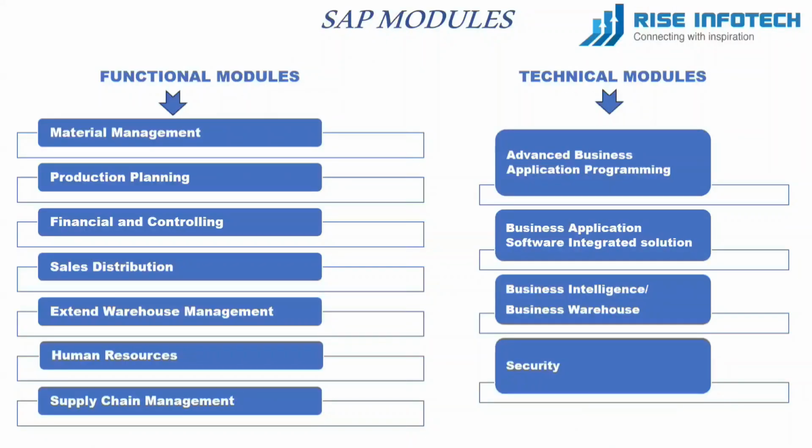Coming to the next topic, SAP modules. We have two kinds of modules here, functional modules and technical modules. A few of the functional modules are material management, production planning, financial and controlling, sales and distribution, extended warehouse management, human resources, and supply chain management. Here we have technical modules: ABAP, advanced business application programming, BI, business intelligence, BW, business warehouse, and the last one is security.